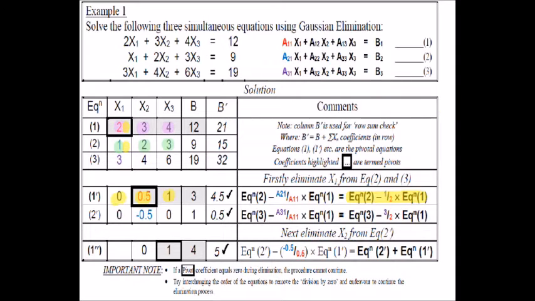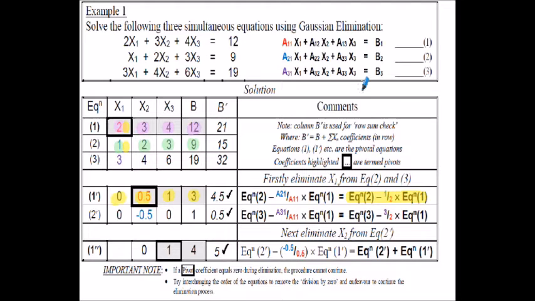And now for the constant, B column, we've now got 9, the constant on the right hand side for equation 2, and we're going to subtract from that a half of the 12, the constant in equation 1, so 9 take away 6 will give us a value of 3 in our 1 dash equation.